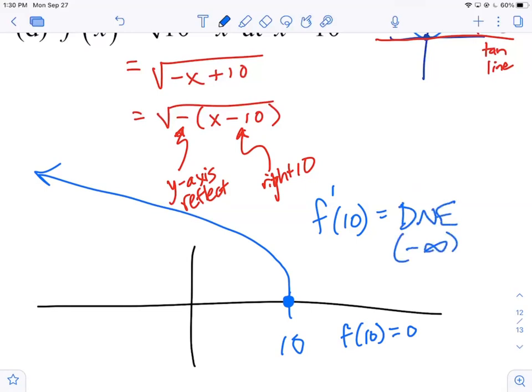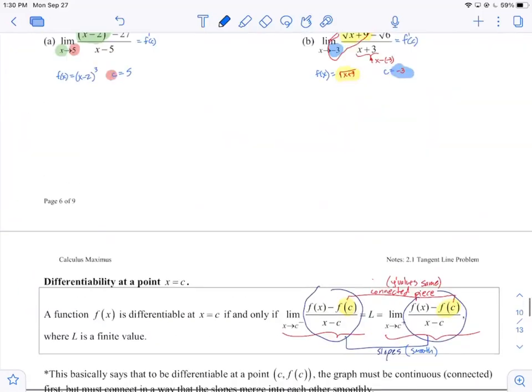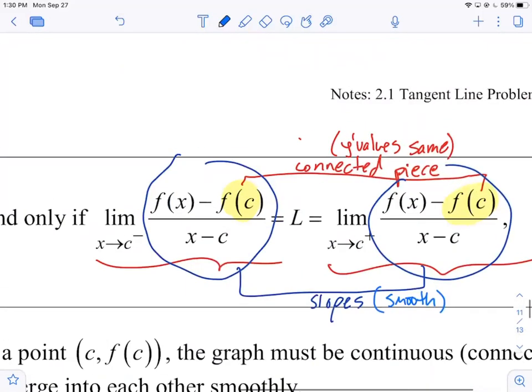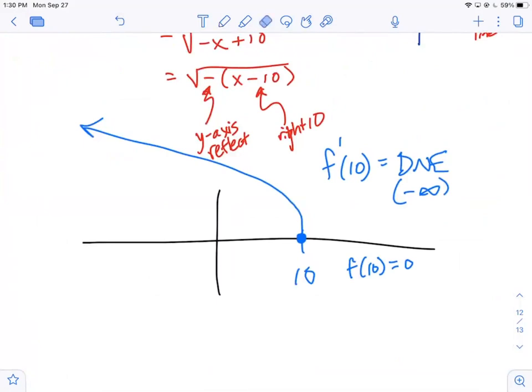But here's the problem with negative infinity. Remember, the derivative only exists if it's the same slope from both sides, right? From both sides. Can we even calculate the slope on the right-hand side of that genesis point? No. So, I don't know. It's DNE for sure, okay? We're not going to define differentiability at an endpoint like we did for continuity because it doesn't exist. If it's an endpoint, it's not going to be differentiable there because we need two sides.